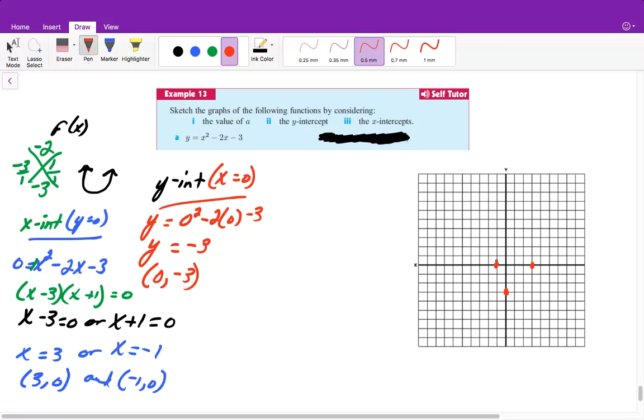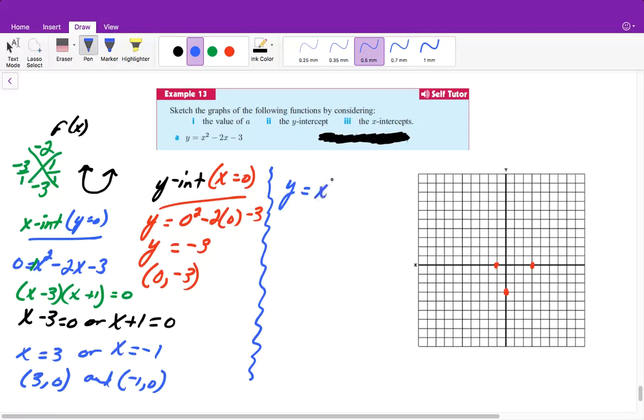Now, the last thing that this book doesn't ask you to do, but what I want you to do, is because if we're just sketching this, we haven't learned yet how to find our vertex using any other method. Once we get to our next section, you can use a different method to do this next part, but I'm going to want you to rewrite this into vertex form so that we know where the vertex is and we're graphing a more accurate graph.